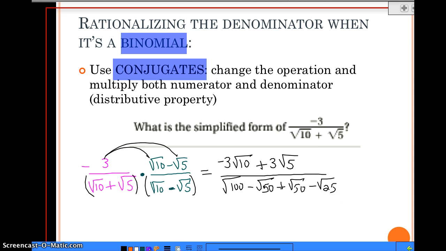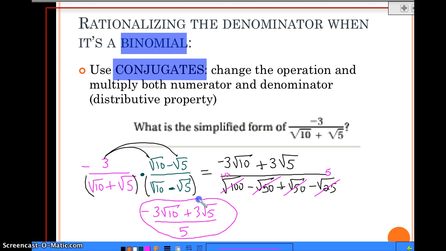Now, what you should notice, when you multiply by the conjugate, it's going to get rid of all the radicals. These guys cancel each other. The square root of 100 is 10. The square root of 25 is 5. So up in the numerator, you can't add these because they're not like, so we end up with negative 3 root 10 plus 3 root 5 all over 10 minus 5, which is 5. And there's nothing else I can do, so I'm done.